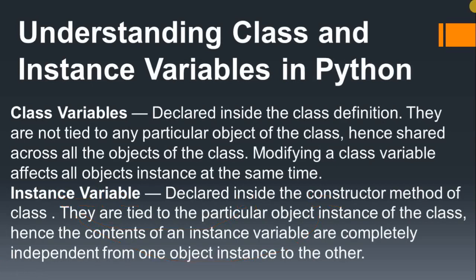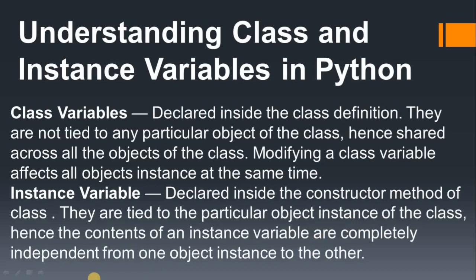Next is the instance variable. It is declared inside the constructor and is tied to a particular object instance of the class. Hence the content of the instance variable is completely independent from one object to another. It is just the opposite of a class variable. The main point is that this variable is declared inside the constructor method, so it belongs to a particular object, meaning it is an individual value.